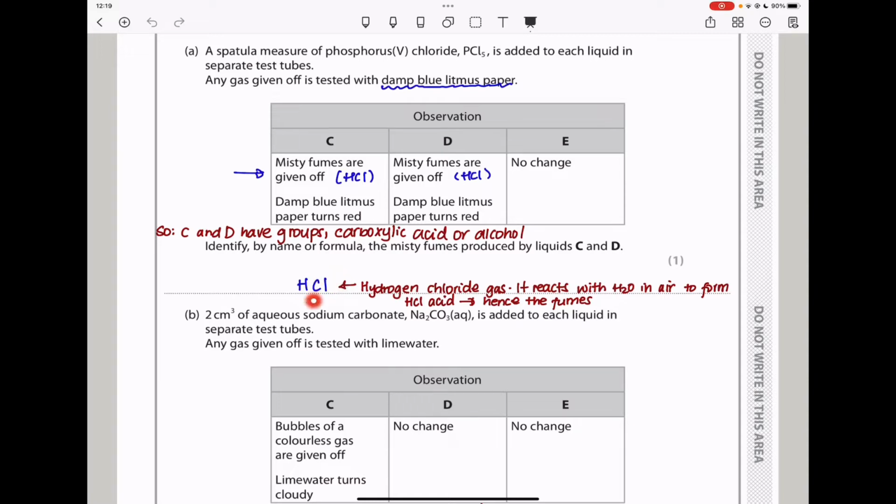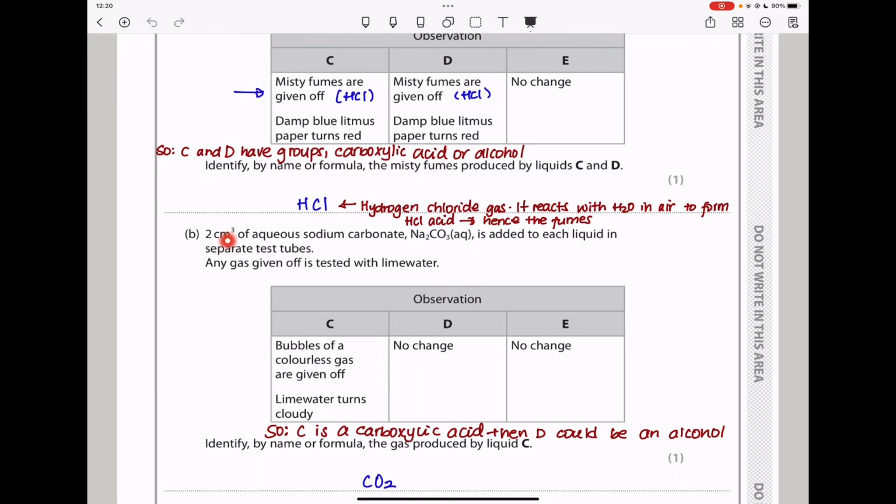Of course, that is hydrogen chloride. Part B says 2 centimeters cubed of aqueous sodium carbonate is added to each liquid in separate test tubes. Any gas given off is tested with lime water.